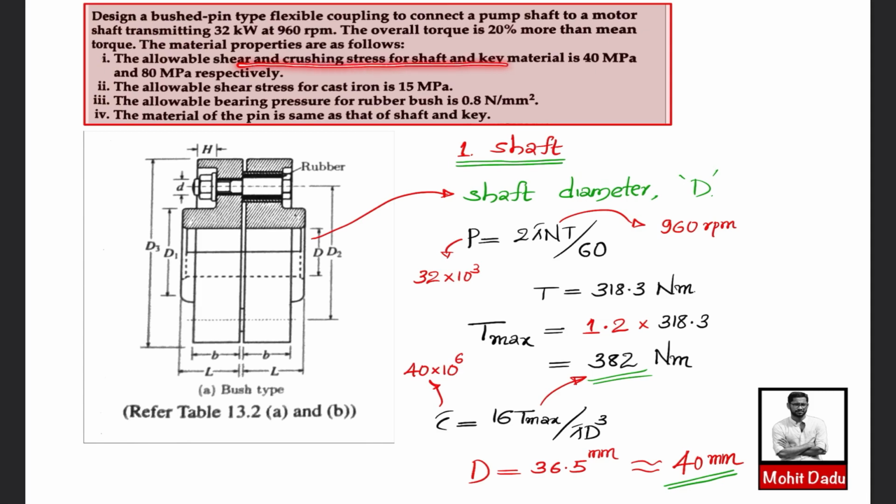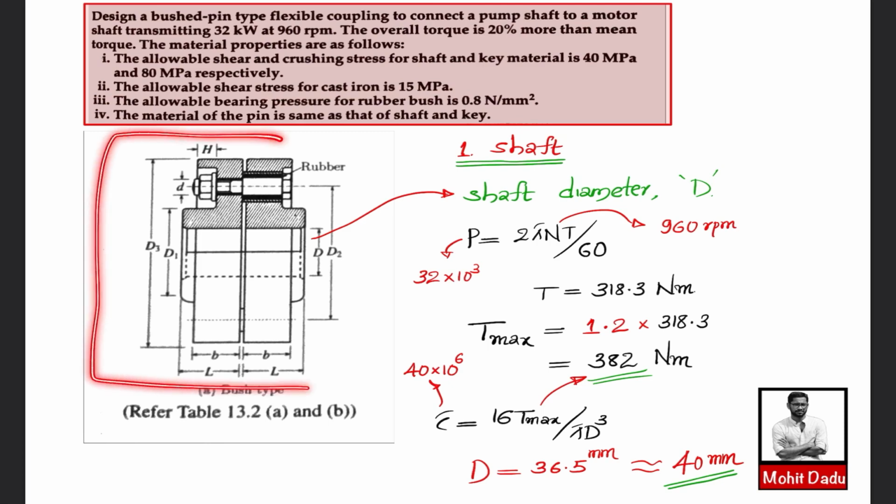I will be showing the material properties of the different components of this coupling. The allowable shear and crushing stress for the shaft and key material are 40 megapascal and 80 megapascal, shear and crushing. The allowable shear stress for the cast iron, that is the flange material, is 15 megapascal, and the new thing here is the rubber bush. The allowable bearing pressure for the rubber bush is given as 0.8 megapascal, and it is also mentioned that the material of the pin, or you can consider it as the bolt, is the same as that of the shaft and the key.